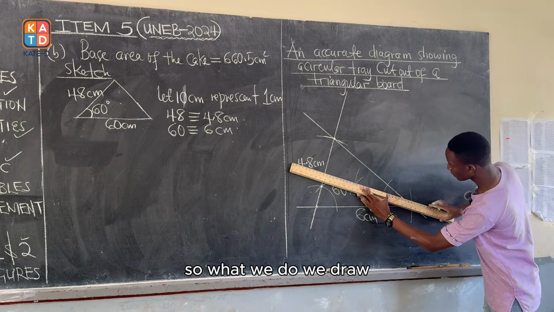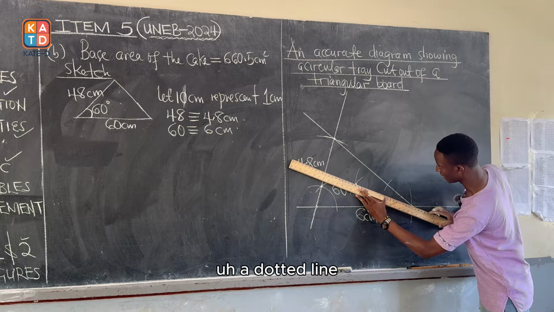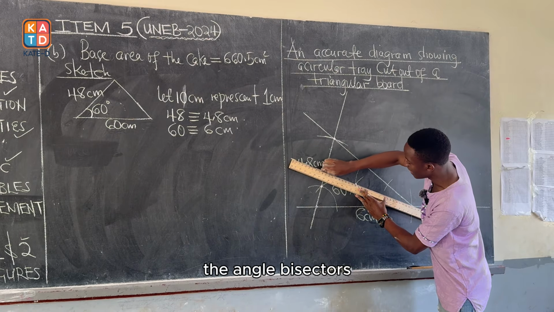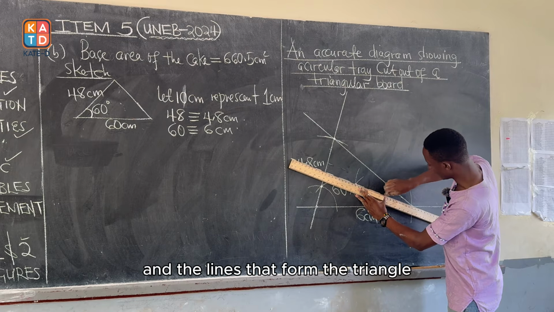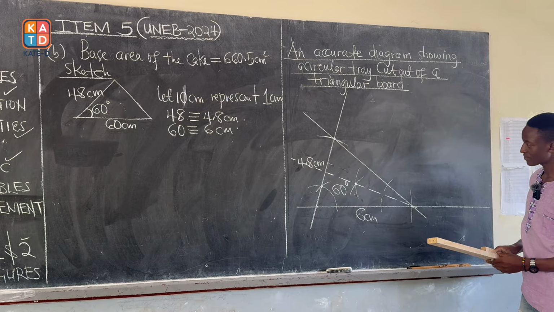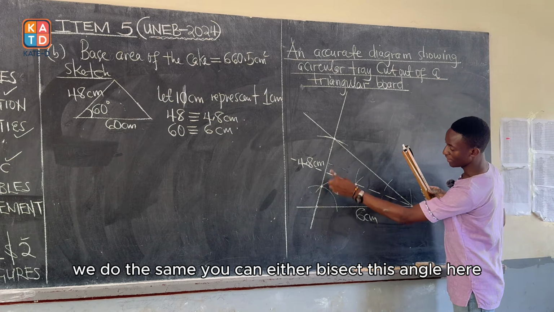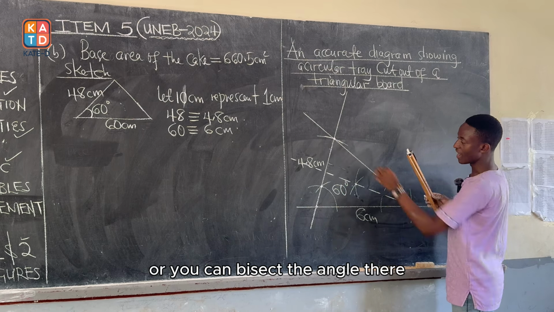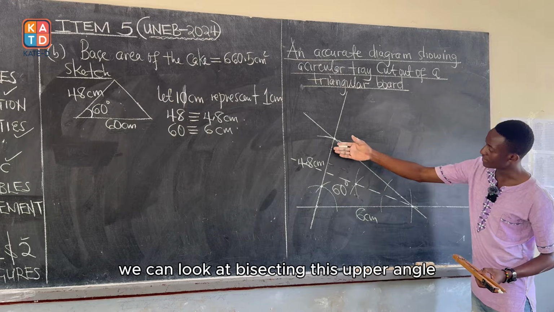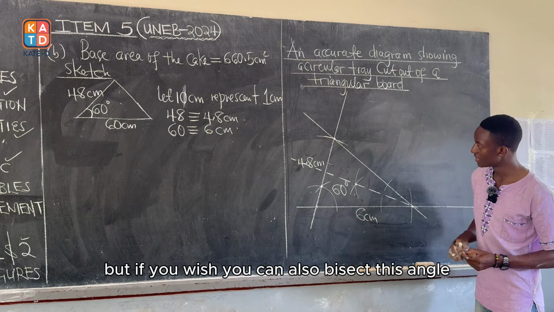So what we do, we draw a dotted line to make sure that there is a difference between the angle bisectors and the lines that form the triangle. So this is what we have. We do the same. You can either bisect this angle here, or you can bisect the angle there. To make sure that the work looks neat, we can look at bisecting this upper angle. But if you wish, you can also bisect this angle.